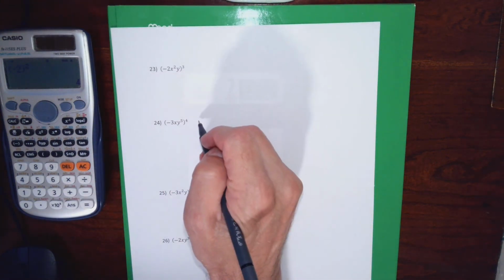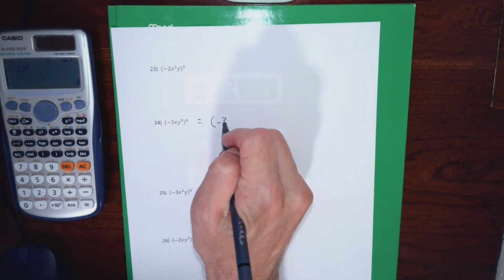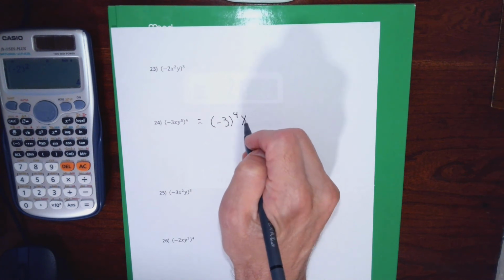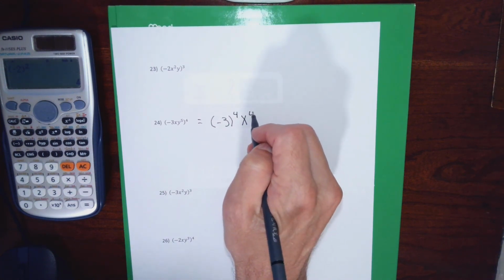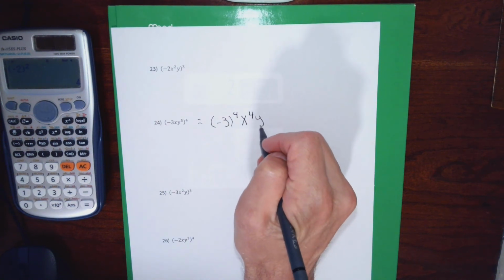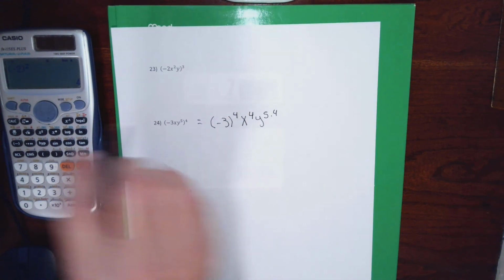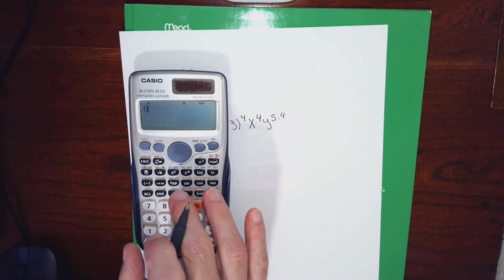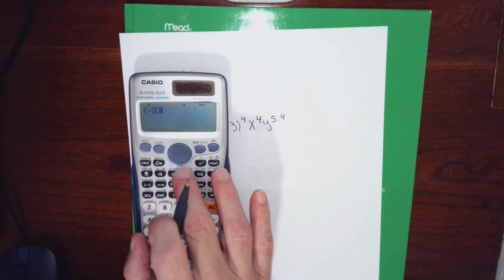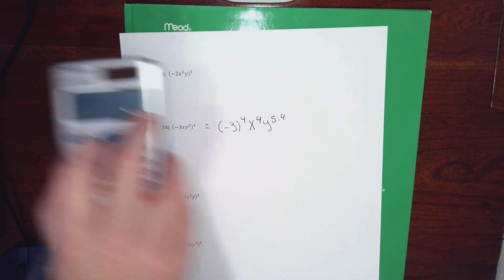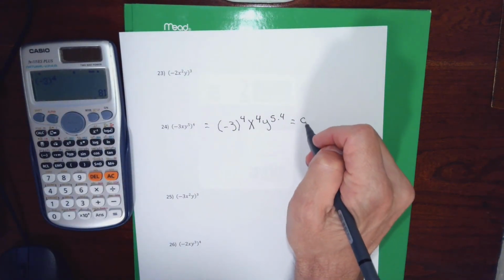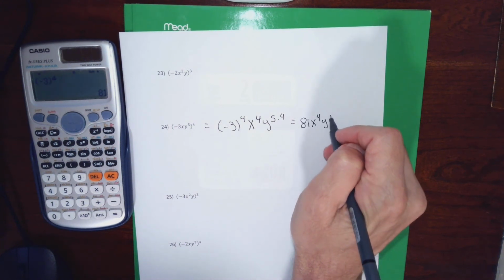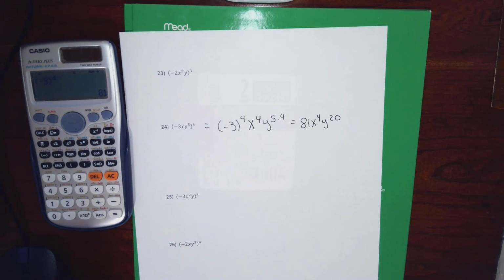So if I was doing 24, I'm going to attach the exponent to the -3, leave it in parentheses because it's negative, attach the exponent to the x, multiply the exponent by the y, and numerically, that -3 to the 4th should be a positive 81. So my answer for 24 is going to be 81, x to the 4th, y to the 20th.